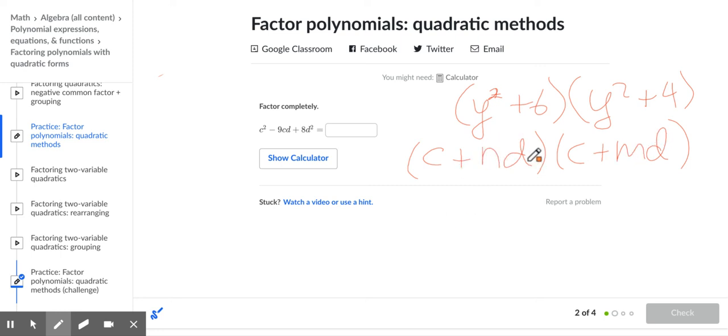So some number times d. So there's going to be c in the front and d in the back, because we have c in the front and d in the back. You get it? Okay.